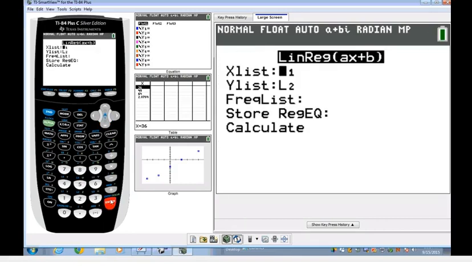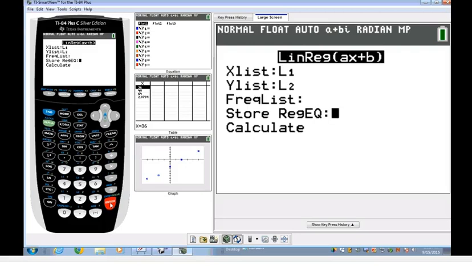So linear regression. Now, it's asking us questions. Remember, our calculator asks us questions. So it's asking us, is your data stored in L1 and L2? Those are true. So we're just going to hit enter. Now, frequency list is a thing that if you were doing a lot of statistics and you had different lists and you had different things, we don't have any of that, right? So we're just going to go to enter.